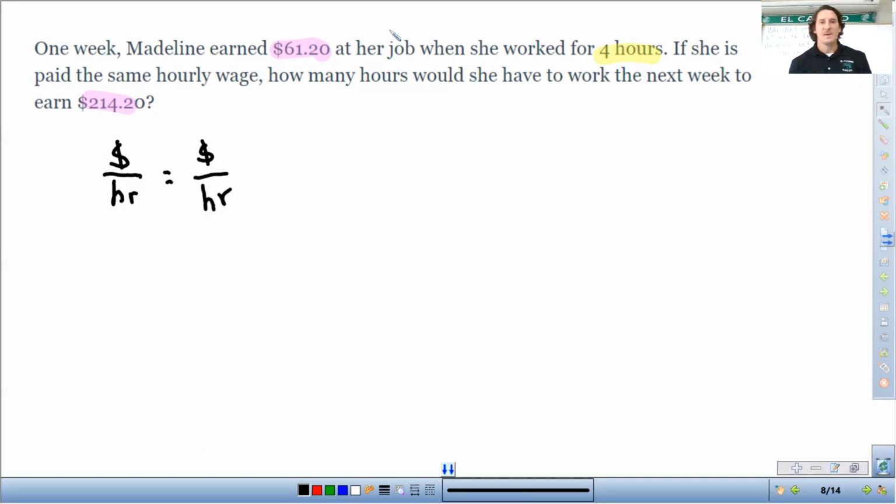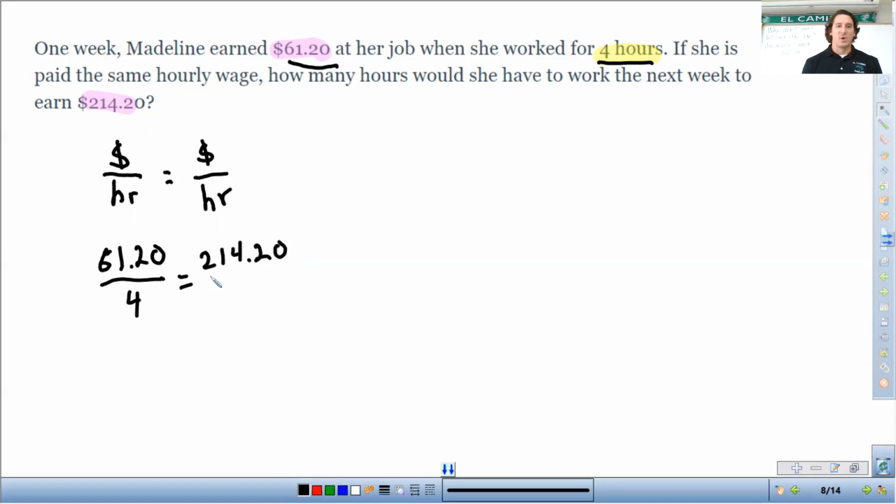All right. So this, the $61.20 and the 4 hours go together. So she made $61.20 for working 4 hours. And then we want to figure out how many hours she worked if she made $214.20. We don't know how many hours she worked, so I'm going to use a variable to represent that. I'm going to use H. Now the proportion is set up. So once it's set up, I can solve just like we did with the other one. I'm going to put in my line of separation here.